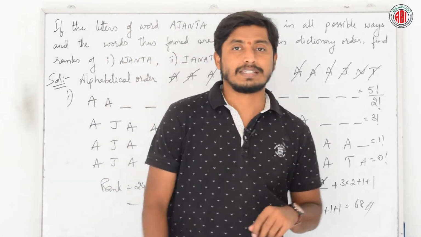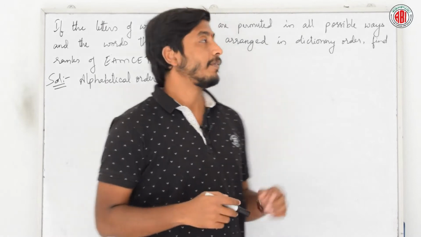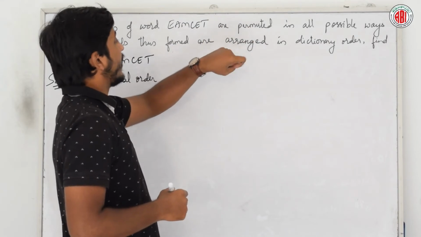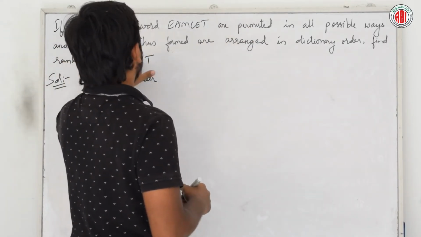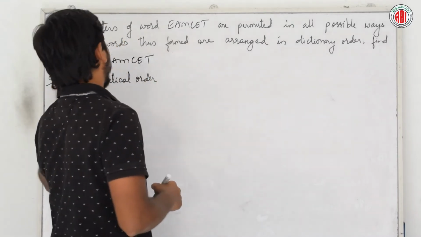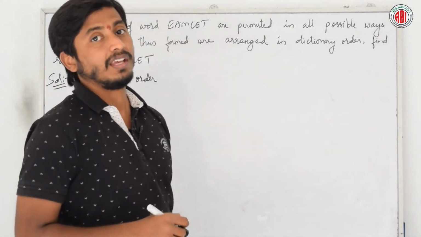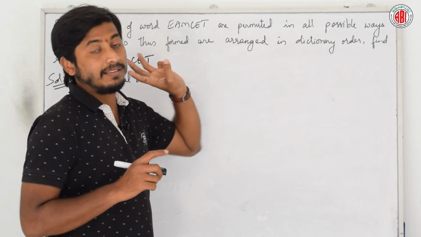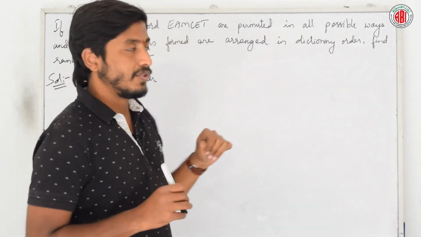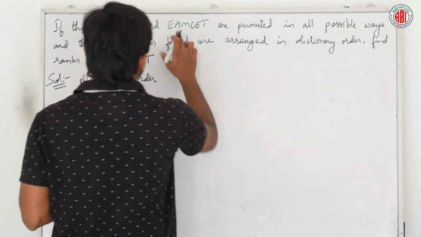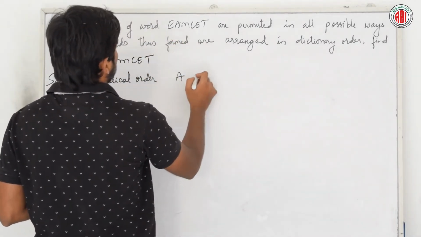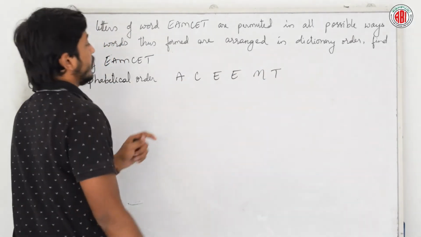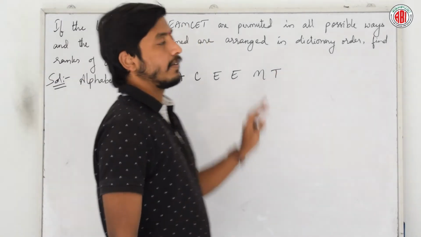Clear? Shall we move on to the next question? Let's do. Look at the next question here. It says, if the letters of the word METSET are permuted in all ways and the words thus formed are arranged in dictionary order, find the rank of METSET. Right? The same thing, but here the letters E and E are repeating. In the previous question we had 3 letters of A. So first let me write it in alphabetical order: A, C, E, E, M and T. Right? 6 letters.